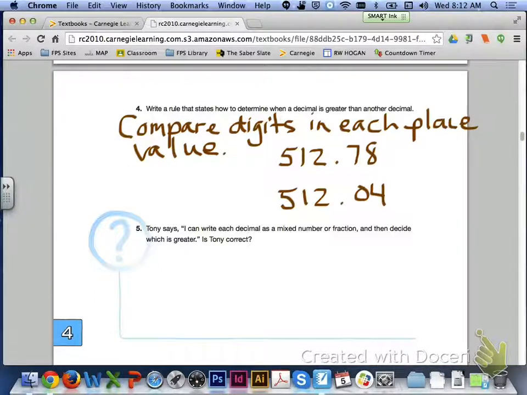So if you take a look at the 2 numbers that I have written out, 512 and 78 hundredths, 512 and 4 hundredths. All 3 digits in the hundreds, in the tens, and in the ones place are all equal. So now we move on to that tenths place, and you can see that the 7 is larger than the 0 in the tenths place. So 512 and 78 hundredths would be greater than 512 and 4 hundredths.